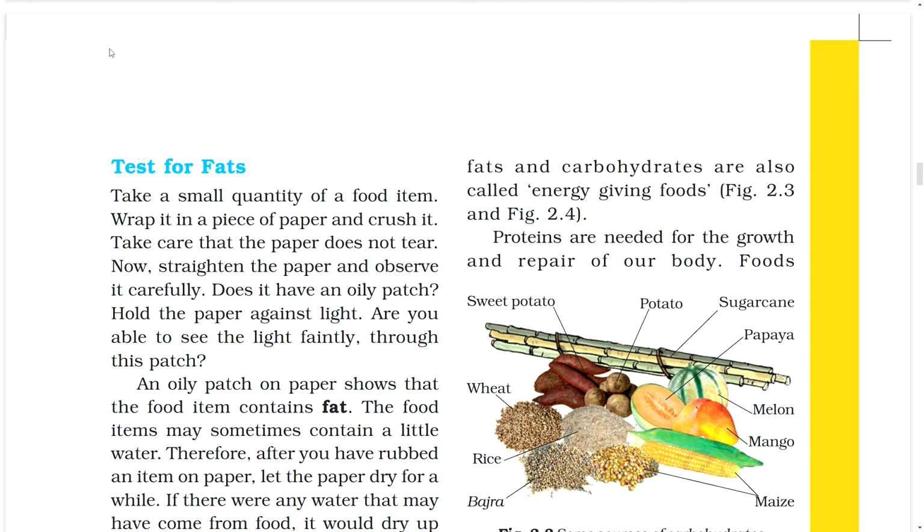Test for fats. Take a small quantity of a food item, wrap it in a piece of paper and crush it. Take care that the paper does not tear. Now straighten the paper and observe it carefully. Does it have an oily patch?